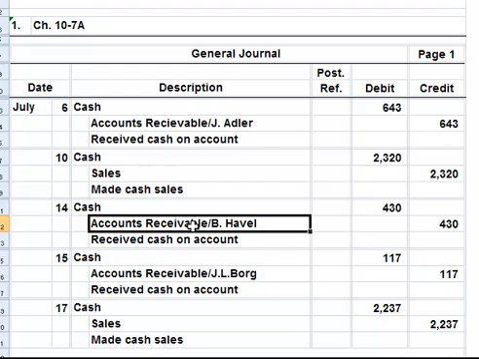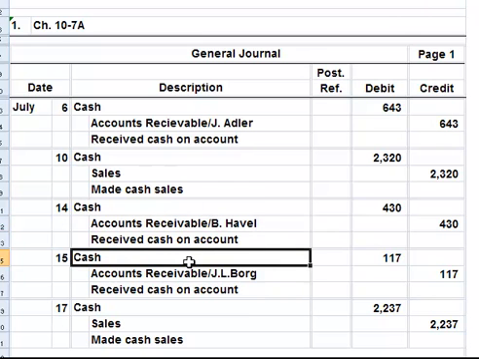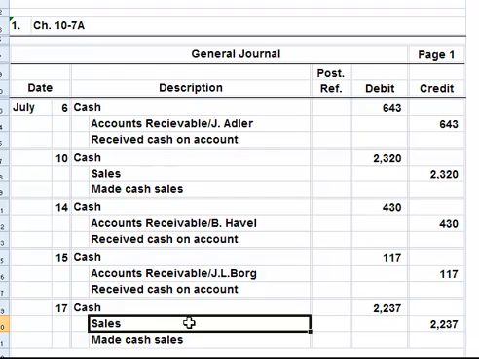On the 15th, J.L. Board made payment on account, $117, same thing as the 14th. He's sending us or bringing in $117, so it's going to increase our cash. It's going to credit our accounts receivable and then further credit his specific account to decrease both of these to show that he paid us so he no longer owes us. Then again on the 17th, cash sales for the week. People coming in and simply paying cash, $2,237. So we increase our cash and we increase our sales.